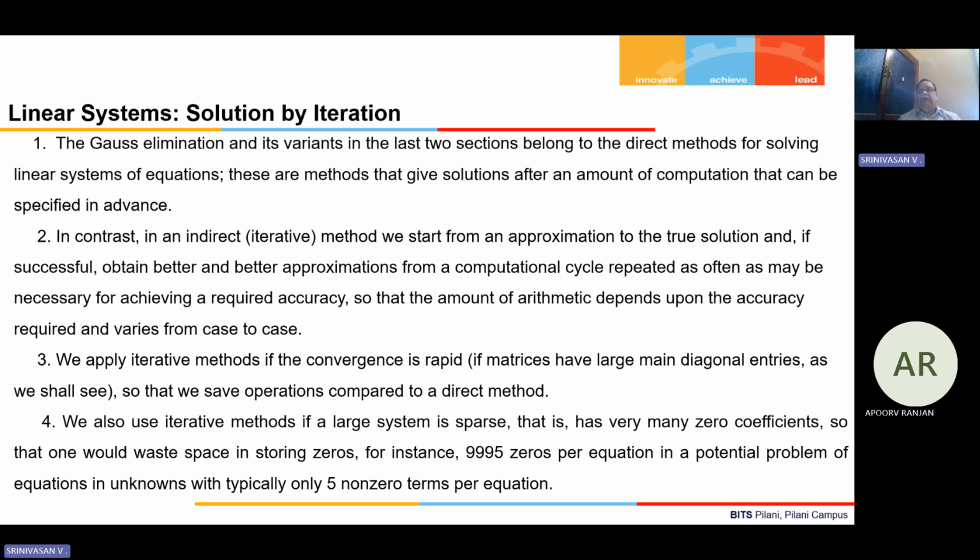So the convergence is rapid if matrices have large main diagonal entries. Naturally, when you are going to solve a system of linear equations of the form Ax equal to B, where A is the coefficient matrix, if you find the principal diagonal elements, the main diagonal elements, the leading diagonal elements are large, the convergence will be rapid. That means you don't need to go for many more iterations, so that you save time. So that is how it is better.